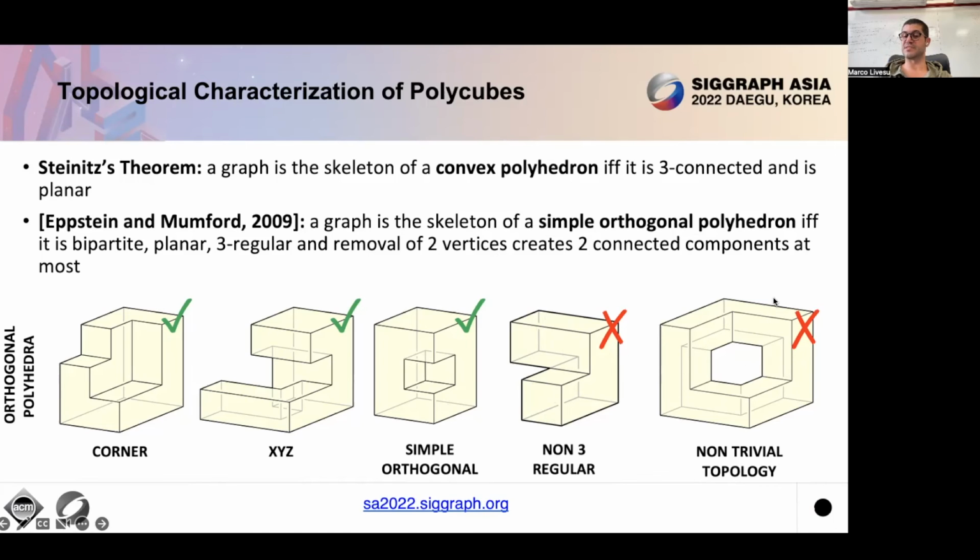And also objects which have a non-trivial topology, like this ring here, are not contemplated in the topological analysis of Epstein and Mumford. But these are still polycubes that we would really like to have and to be able to define, because they are important for applications, right? Having genus, having higher valence vertices is very important for CAD objects, for example.